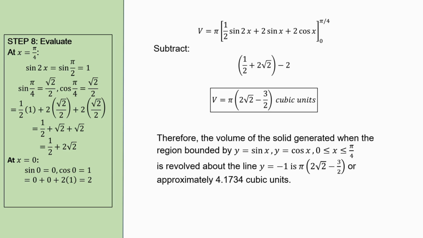Therefore, the volume of the solid generated when the region bounded by y equals sine x, y equals cosine x, and x between 0 and pi over 4 is revolved about the line y equals negative 1 is pi times 2 times the square root of 2 minus 3/2, or approximately 4.1734 cubic units.